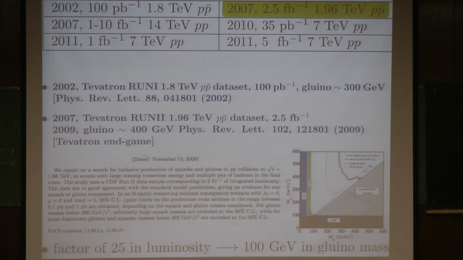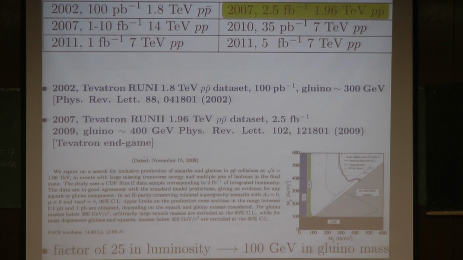So I want to quickly review what happened between 2002 with the final set of the run 1 data of the Tevatron, 100 inverse picobarn, and that was an exclusion of the gluino of 300 GeV, and a factor of 25 in luminosity of the Tevatron, the 2.5 inverse femtobarn, run 2, not even finished the analysis with the entire data set because you don't increase your sensitivity at all.